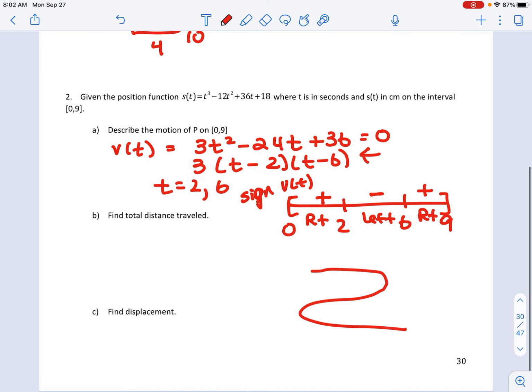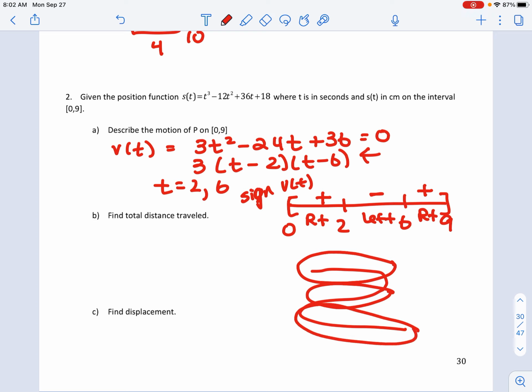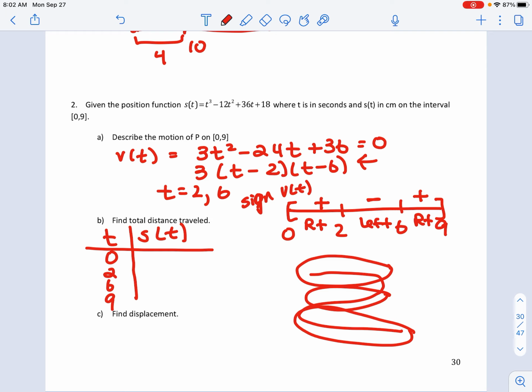So if I want total distance traveled here, what you need to do is figure out this distance traveled, this distance, and this distance. So you need to find the three separate positions. I'm going to make a little chart with time and position, and I want to know what happens at all of these times. I'm going to plug these numbers back into the original position function right here, and you can use a calculator to punch these numbers out. This is going to be 18, this is 50, this is 18 again, and this is 99.